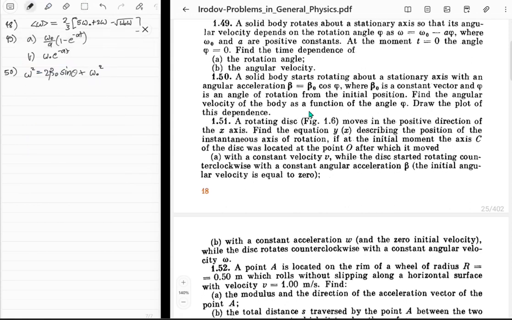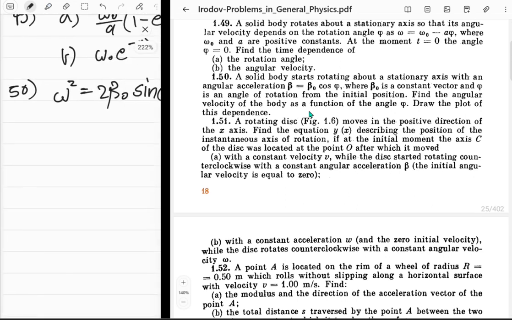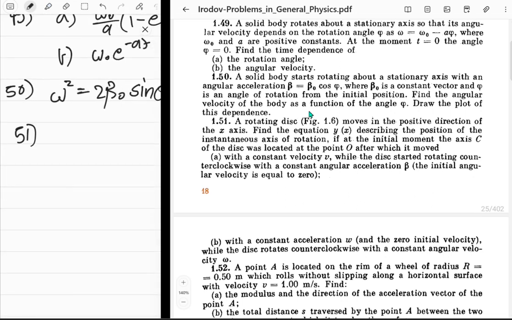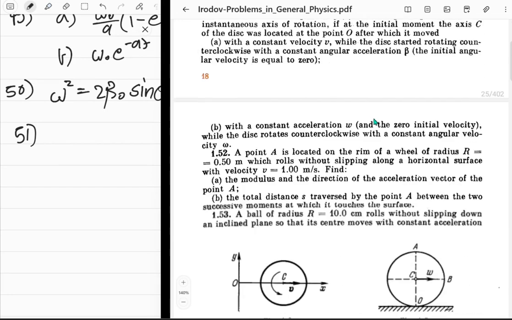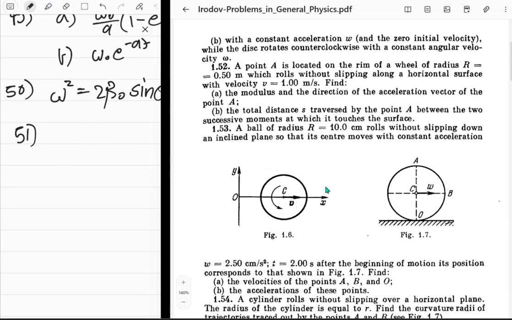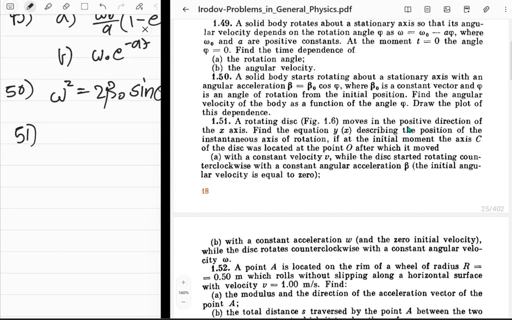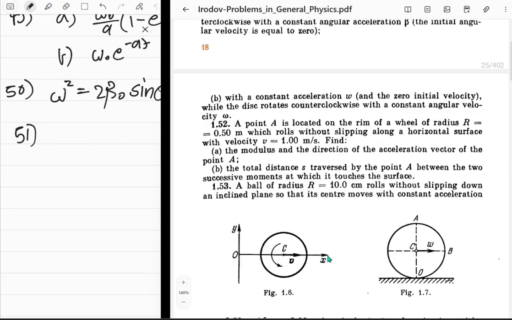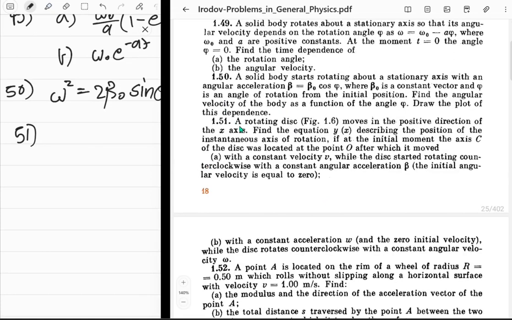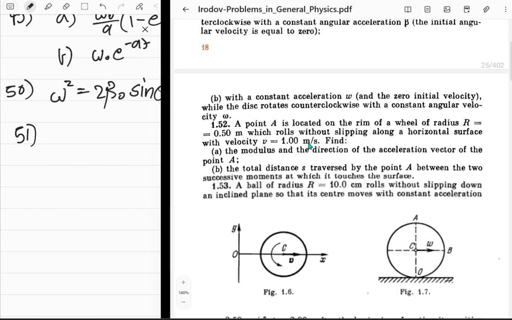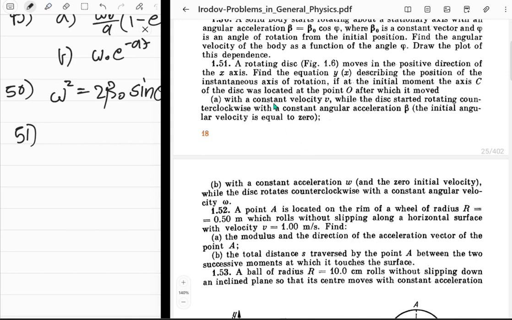Okay, 50 done. Okay, let's put 51. 51 is a rotating disc, figure 1.6. Like this, it moves in the positive direction of the x-axis. Fine. Find the equation y(x) describing the position of the instantaneous axis of rotation. Okay, I understand this.